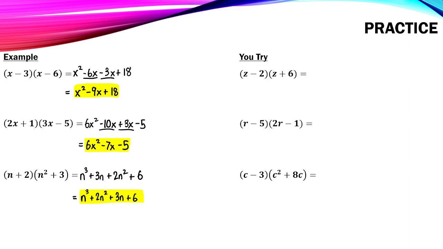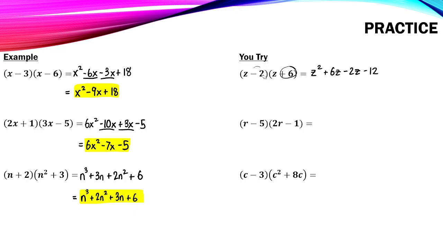Alrighty, so let's try the Try's. I'm going to go through these really quickly. So the first is z times z, gives me z squared. Outers is z times positive 6, gives me positive 6z. The inners is going to be negative 2 times z, which gives me minus 2z. And then my lasts are going to be negative 2 and 6. So multiply those together, I get minus 12.